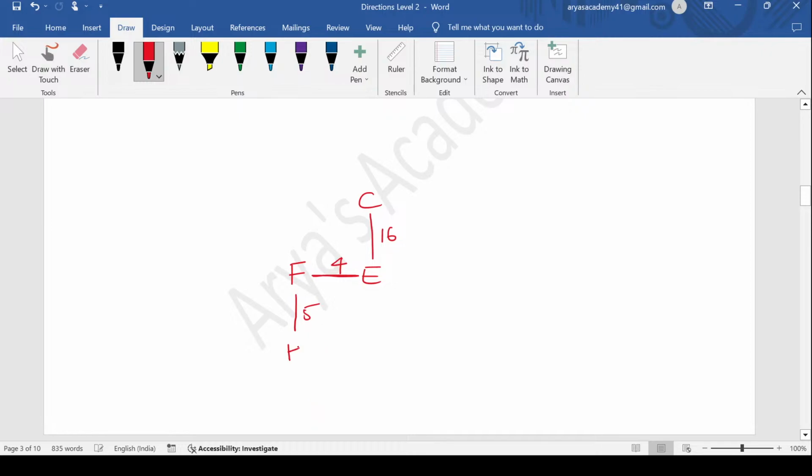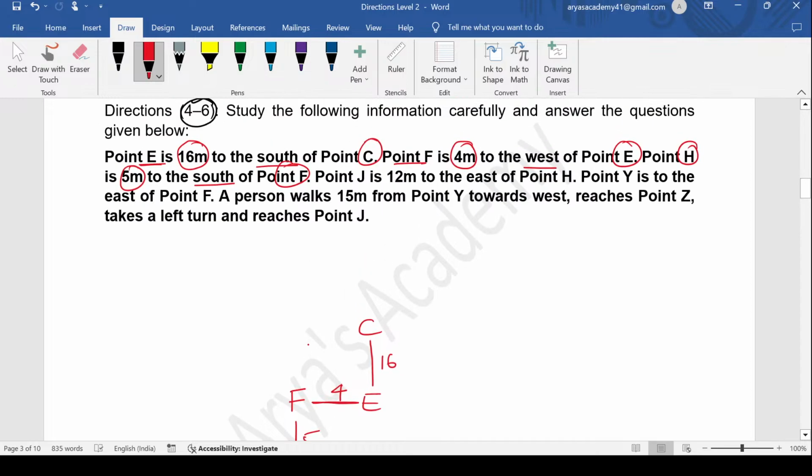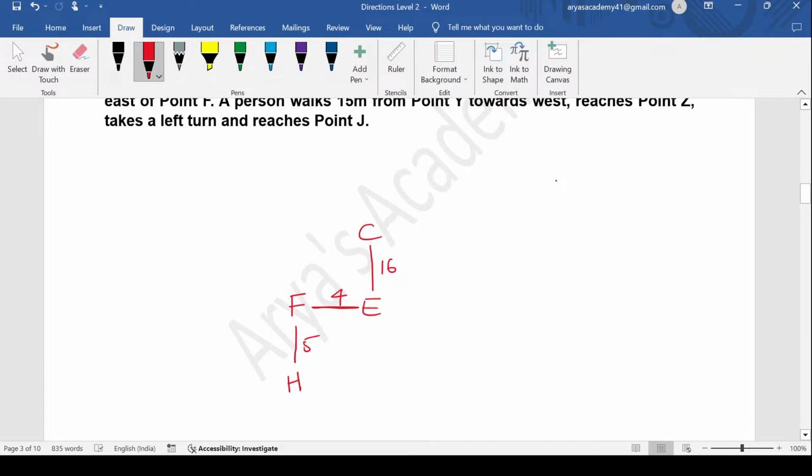So from F towards south at a distance of 5 meters, you will have another point, that is point H. Okay. Then point J. Point J is at a distance of 12 meters towards the direction of east from point H. So from point H, if you travel 12 meters towards east or towards right, then you will get point J.